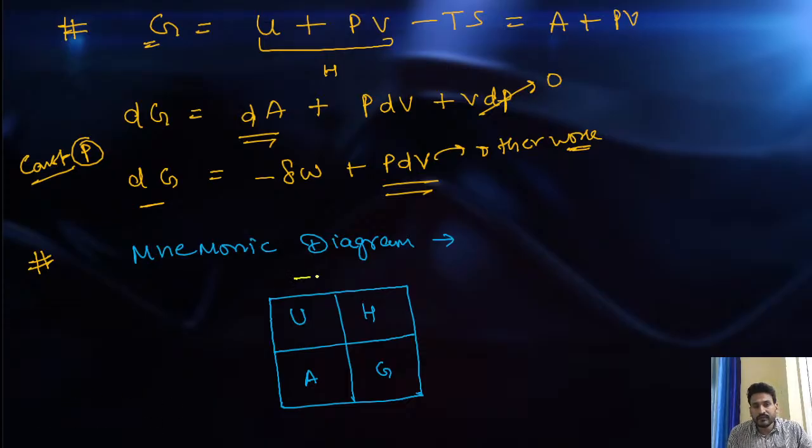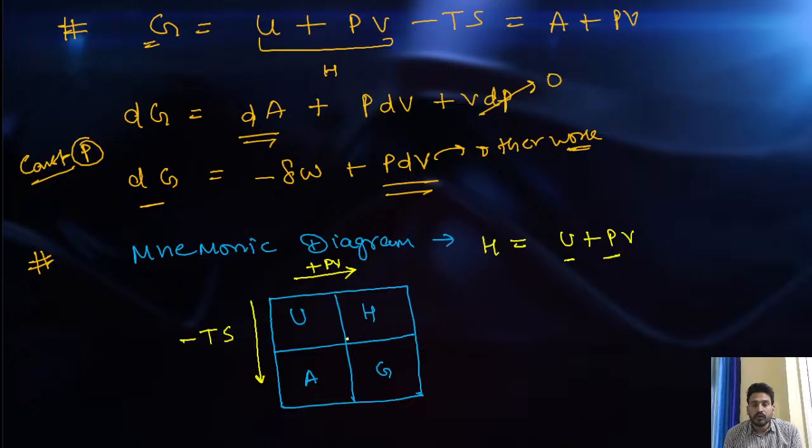If you are going left to right, then you have to add PV, and if you are going from top to down, then you have to subtract TS. Minus TS. Is it clear to you? Okay, look. If I want H, how will H come? You go from U to H, so you go from left to right. So U plus PV. By adding PV to U, you get H.